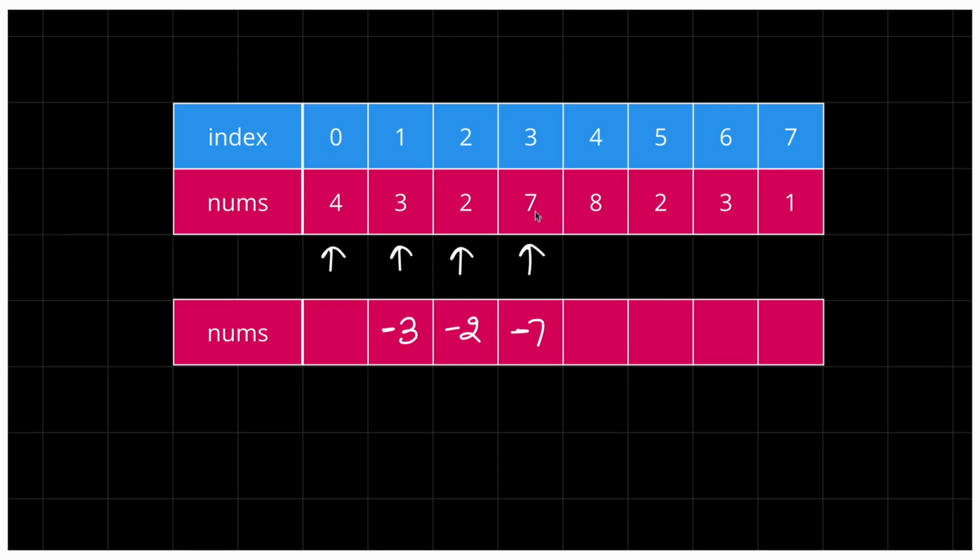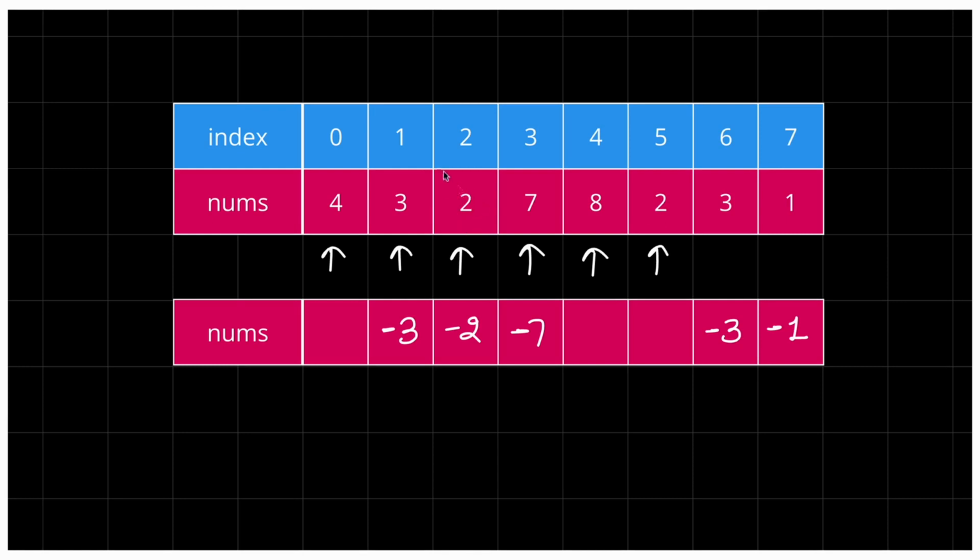Go to the next element 7, which means I need to go to index 6. Whatever element is there, multiply it with -1. Now next is 8, go to index 7, whatever element is there, multiply it with -1. Now go to the next number 2. Now just think about this one. We have already seen this 2 earlier, right?